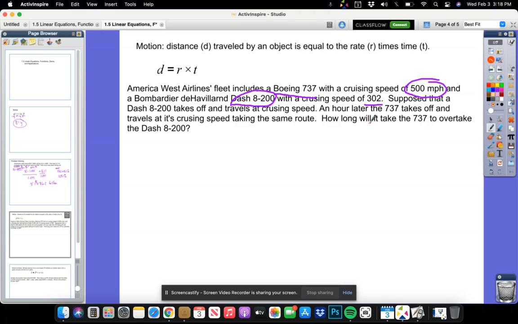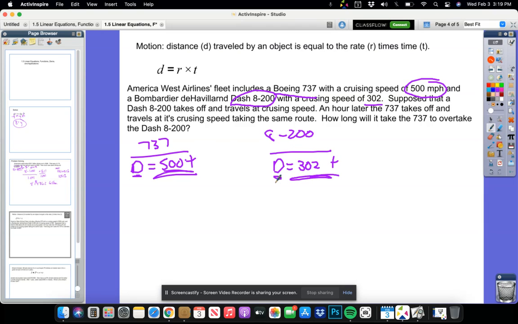So speaking of that, we're talking about how long. So let's make two different equations right now. We've got the 737's equation. So that's distance equals its rate times time. And then we've got the Dash 8-200. Distance equals its rate times time. If we want to know how long it would take, what has to be the same here? Their distance. The value of the distance needs to be the same. That means this equation right here needs to equal this equation right here. But like it says, the Dash has an hour head start, so we've got to add an hour to this equation for them to be equal.